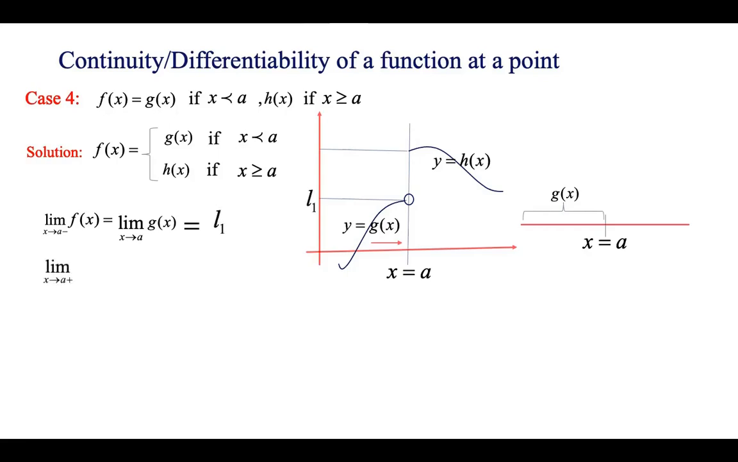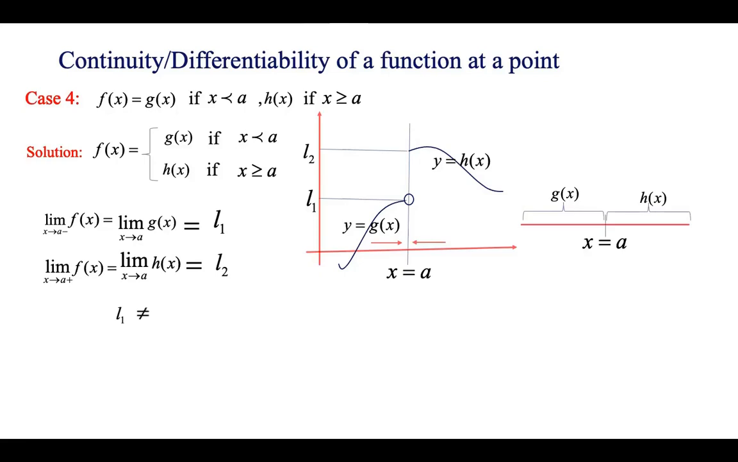Then the limit as x tends to a plus of f of x, that is the right limit at x equal to a. The right side of a is given by the formula h of x. That h of x formula is taken here. So this value will be L2 from the diagram. Therefore, this limit is L2. And you see that L1 is not equal to L2.